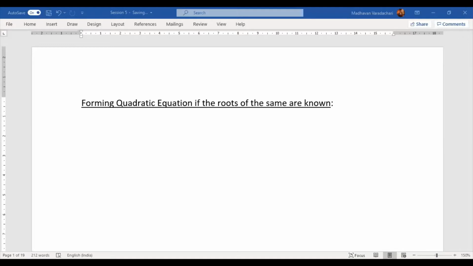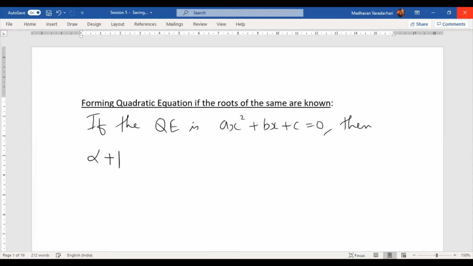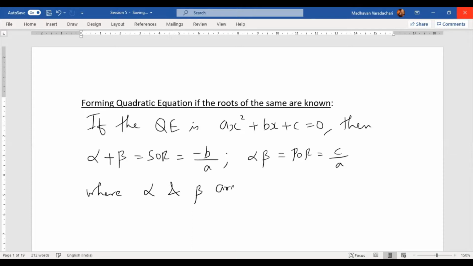We had already seen, in case there is a quadratic equation having roots alpha and beta, that for a general quadratic equation ax square plus bx plus c equal to 0, we had seen in our previous session that the sum of the roots is minus b by a, and the product of the roots is c by a, where alpha and beta are the roots.